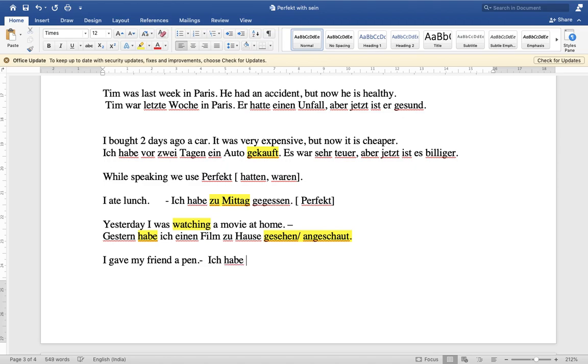Ich habe meinem Freund einen Kuli gegeben. This is a dative sentence. Meinem, because geben is a dative verb. There are two objects, friend and kuli. So kuli is accusative because it is an object. This is dative. This is nominative. This is accusative, and ich is your subject. You can also say this is nominative. Is this clear? The answer to this structure.